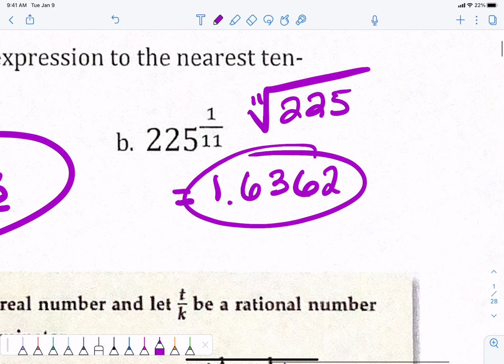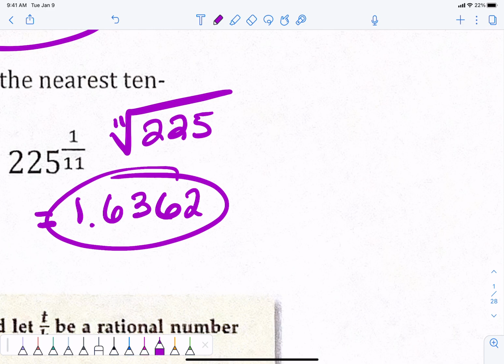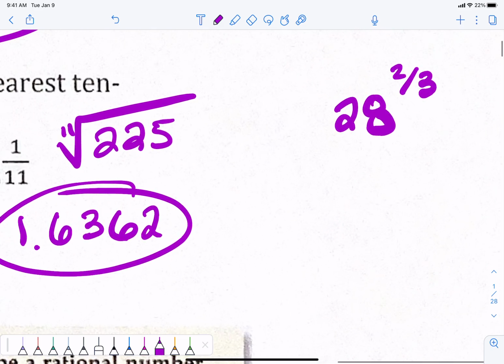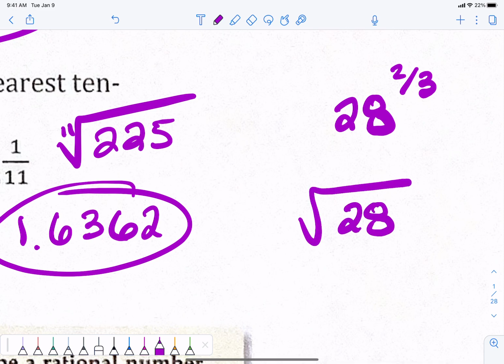I'm going to add one more thing off to the side over here, so just wait a second. What if they say 28 to the 2/3 power? What does that mean? You can type it in, but what does the 2/3 power mean? Is it the cubic root squared or is it the square root cubed?